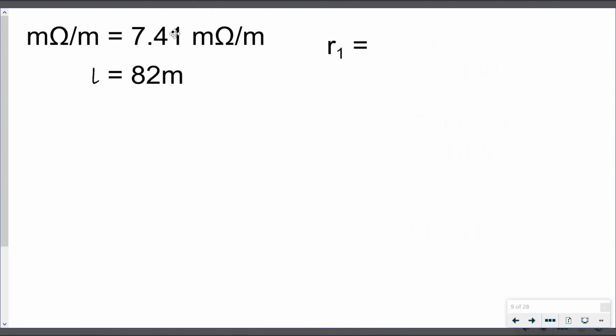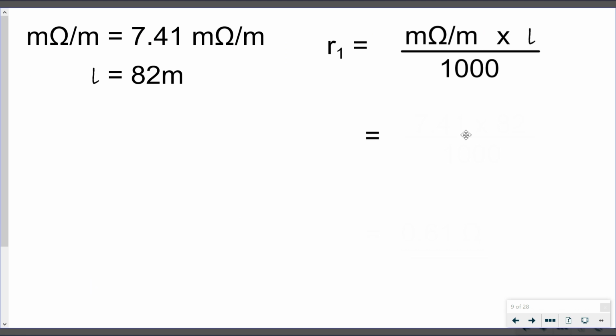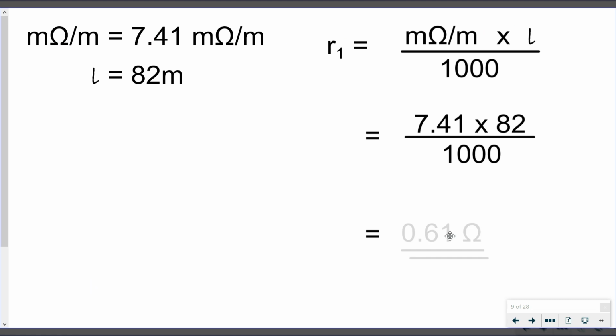So we take that 7.41 milliohms per meter and that loop length from the circuit schedule, and we plug it into our basic calculation where we take our milliohm per meter value times the loop length and divide it by 1,000. Why are we dividing it by 1,000? Well, this is in milliohms. We want an answer in ohms, so we're going to correct this. So 7.41 times 82 divided by 1,000 gives us an individual loop length for the line conductor, little r1, of 0.61 ohms.